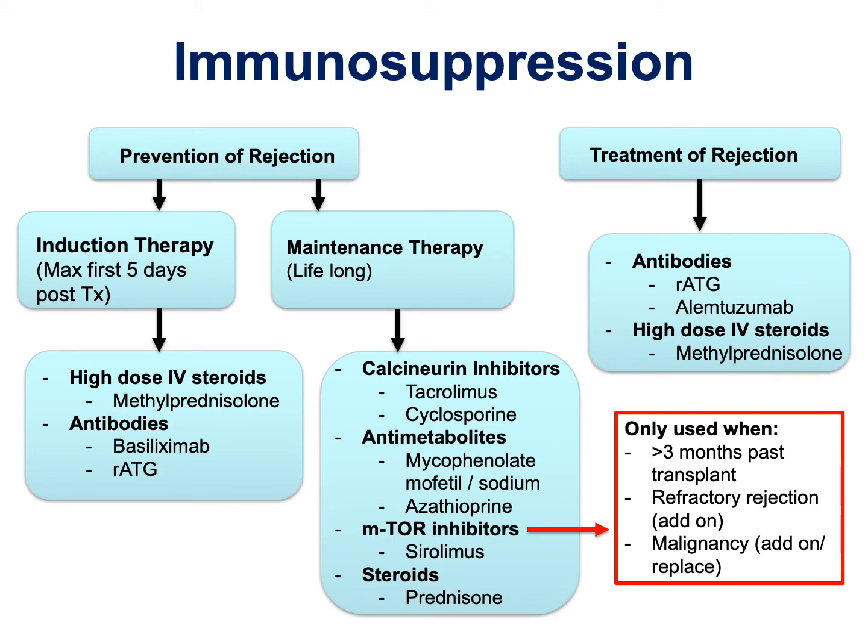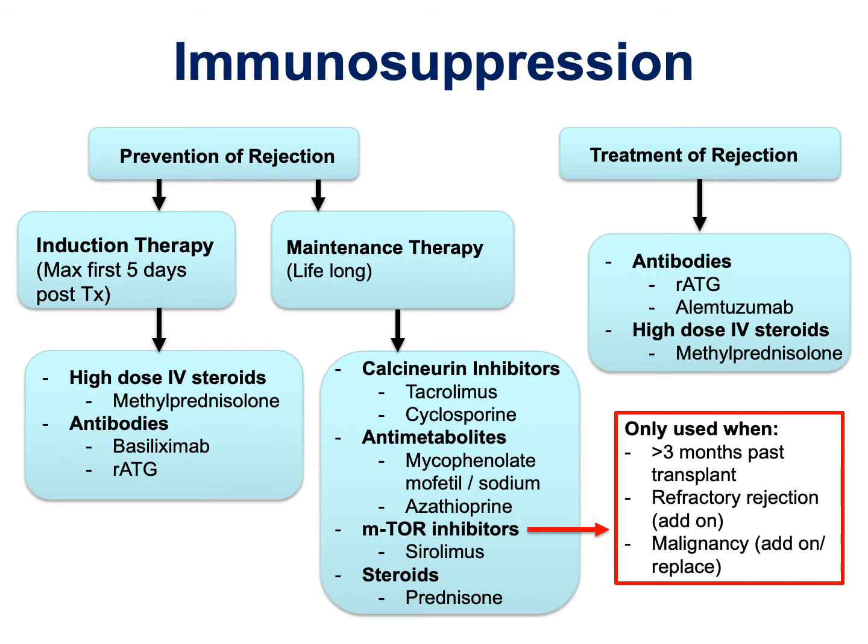For maintenance therapy, we would give patients typically one of the calcineurin inhibitors, one of the antimetabolites, and the mTOR inhibitor, sirolimus. That is only given to patients if they have had refractory rejection or malignancy, and it is contraindicated in lung transplant for the first 3 months just because it interferes with the healing of the anastomosis. So you have to be careful about that. And typically we would give them prednisone.